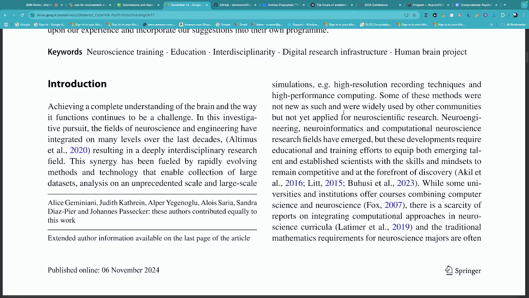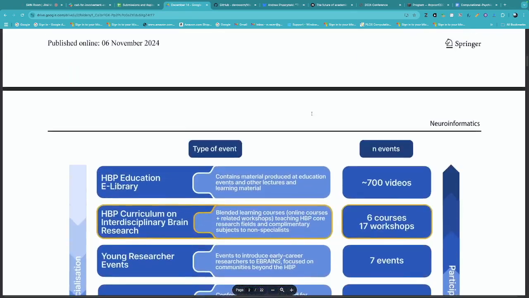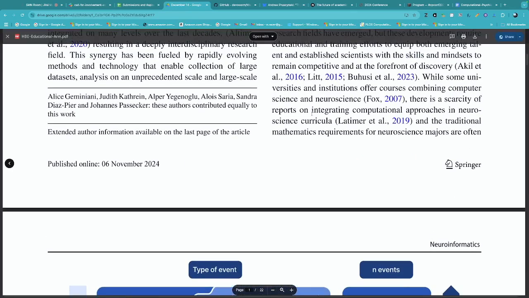These include neuroengineering, neuroinformatics, and computational neuroscience. But these developments require educational and training efforts that equip both emerging talent and established scientists with the skills and mindsets to remain competitive at the forefront of discovery. So this is where we have to approach this in different ways.